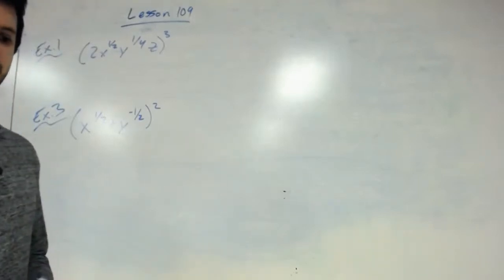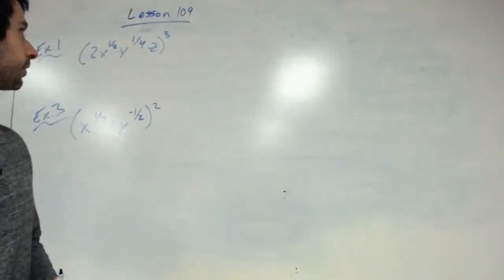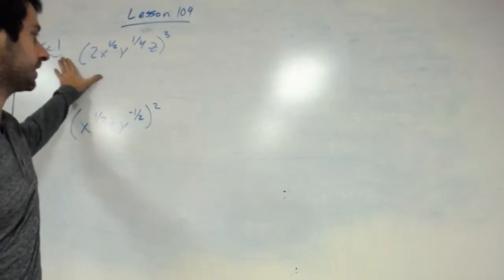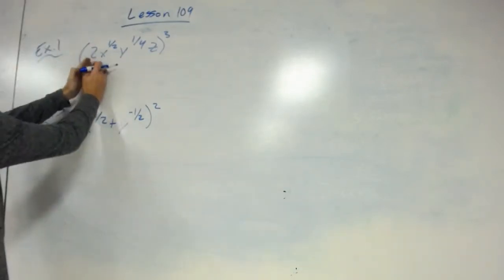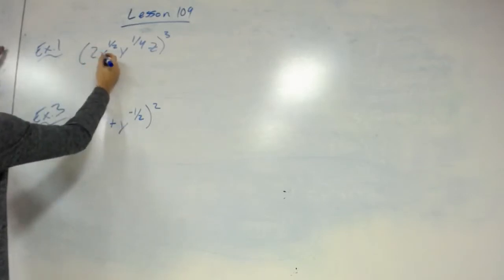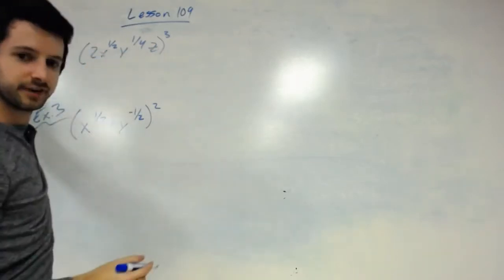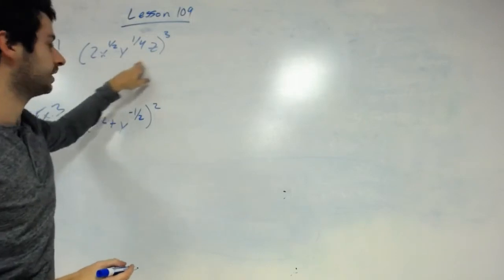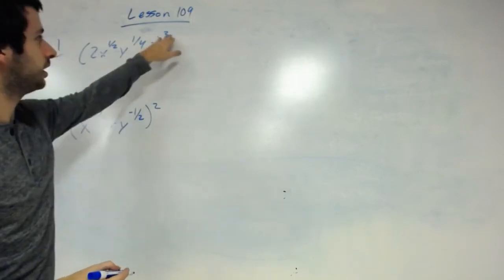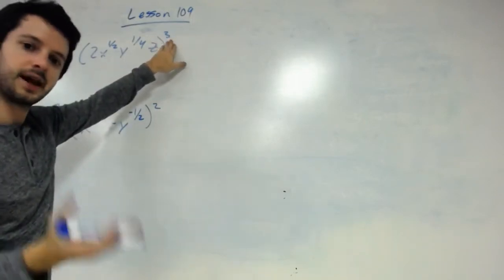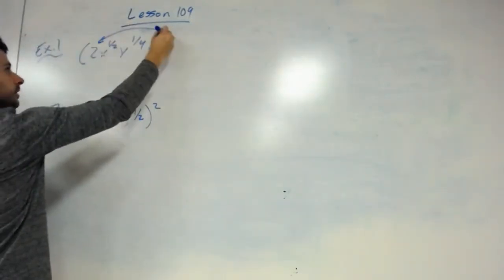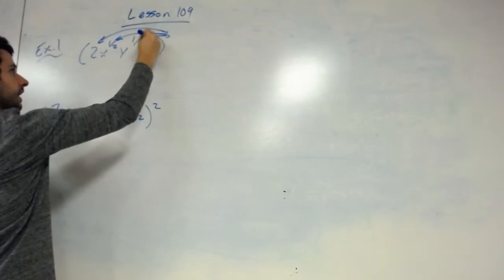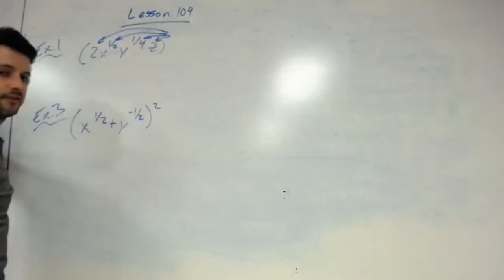We're going to look at more on fractional exponents in lesson 109. Looking at example 1, very simple. If you have variables, so we've got a 2, and a variable of x, y, and z, that are being multiplied, if you remember in the past, and we have an exponent outside of the parentheses, then all we do is distribute that exponent to each variable.